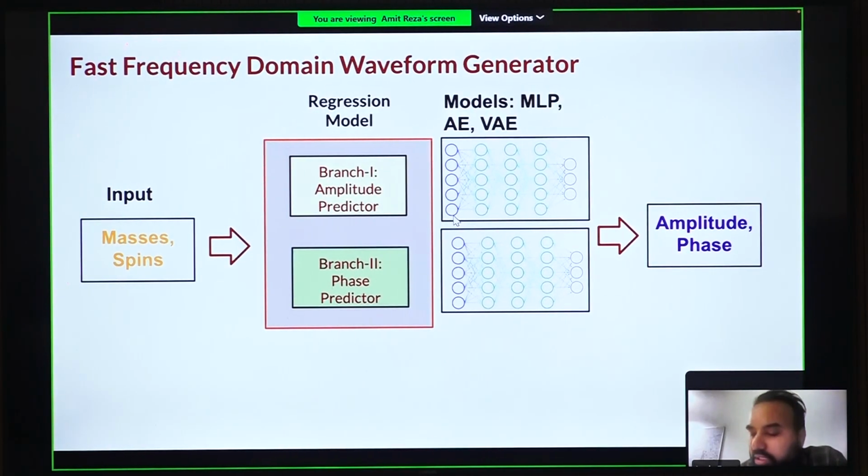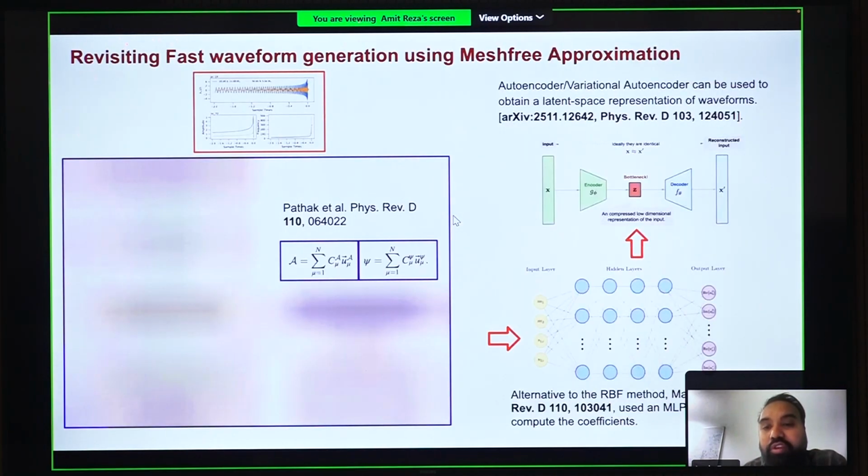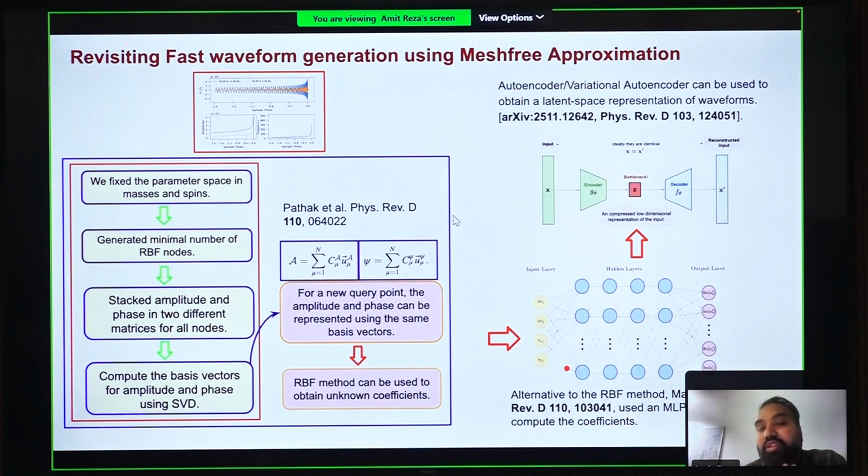I would say Gaussian process regression has some limitations, right? First of all, you need to find the right combination of training data set, because you need to choose the nodes in a way that the model can learn better. Whereas with this kind of setup, you are not interested in predicting the entire waveform, you just want to predict the coefficients, because you already have the basis vectors obtained from the SVD. Then this model is much easier, so I would say this setup is better than Gaussian process regression.